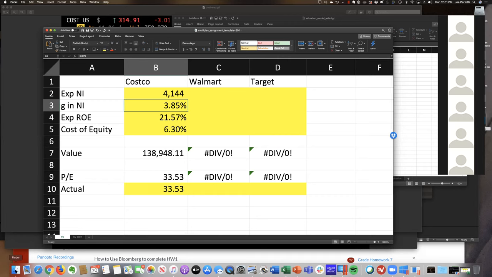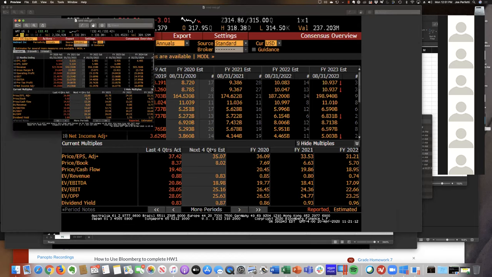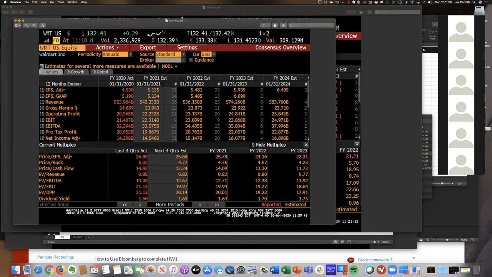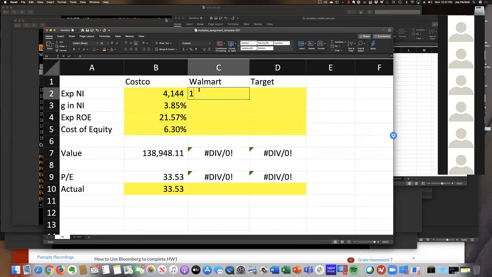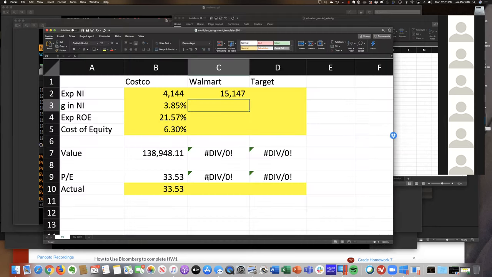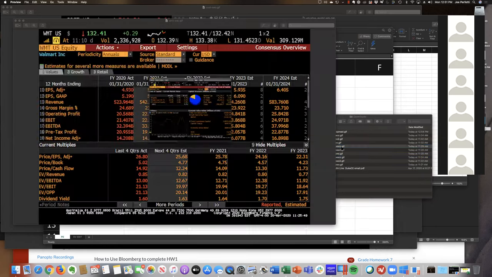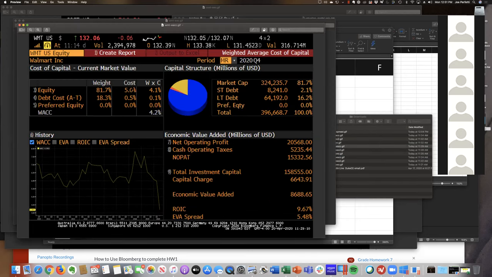Okay? So for Walmart, I'm just going to use the screenshots here because this is the way you're going to do your assignment. I'll pull up the EEO for Walmart. And on this screen, I need my second forward year net income, forward year one, forward year two, net income 15,147. I then need the second forward year PE, trying to solve for 24.16. In terms of the cost of equity for Walmart, their cost of equity today is 5%.